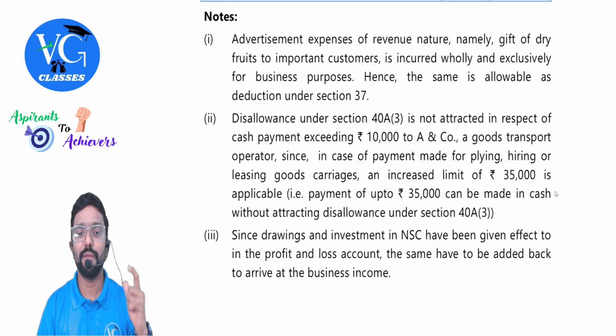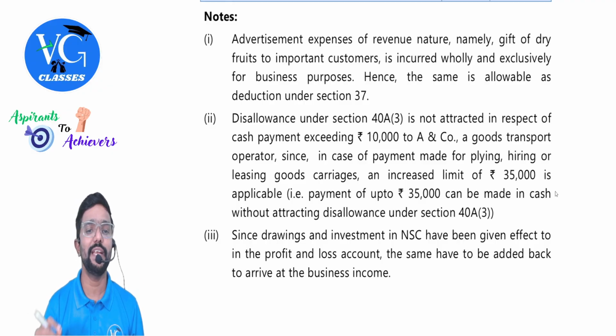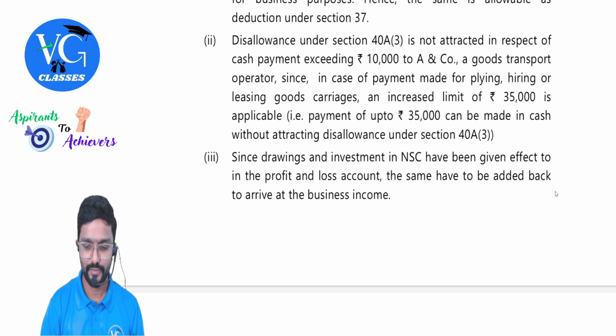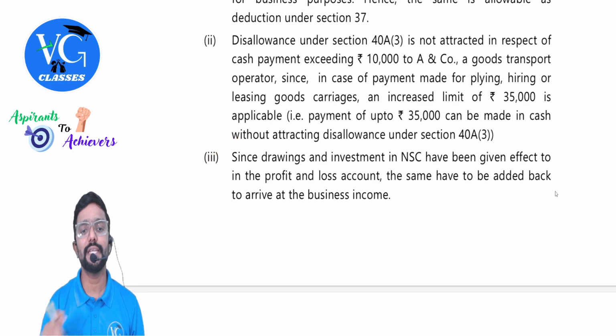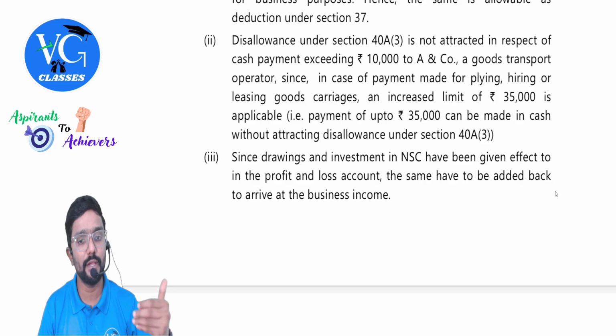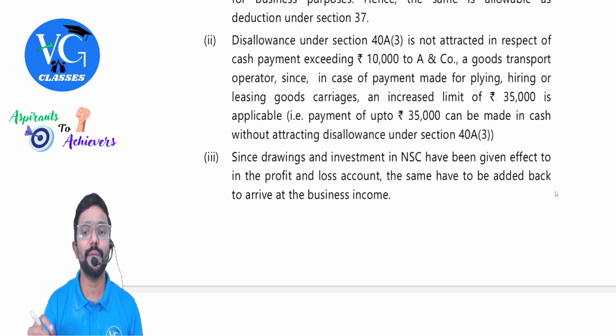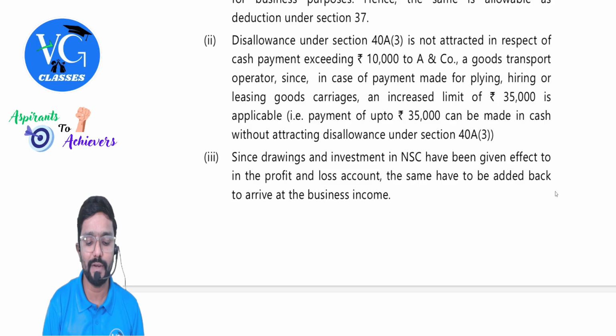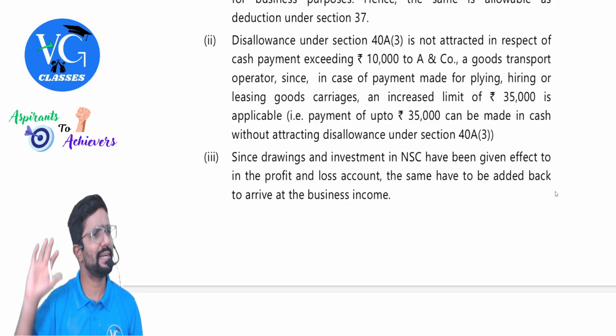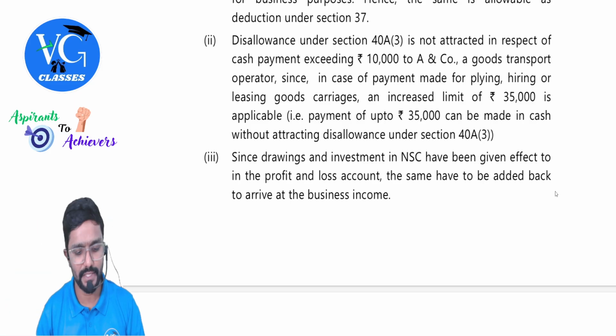That is, payment of up to 35,000 can be made in cash without attracting disallowance under section 40A(3). Look here. Since drawings and investment in national savings certificate have been given effect in the profit and loss account, the same have to be added back to arrive at the business income, but allowed later under section 80C.